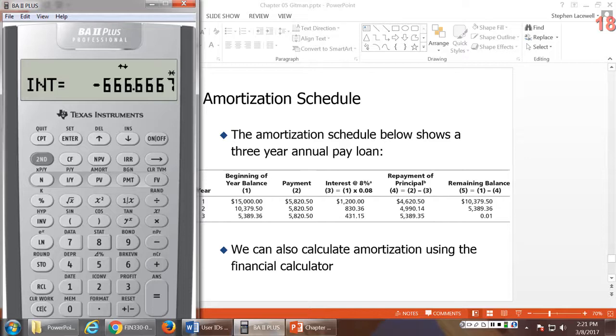But what I said is that with each subsequent payment, a little more is going to go to principal, a little less is going to go to interest. So let's see if that's true. If you press your down arrow key again, it's going to take you back to where we started. And let's take a look at payment number 2.